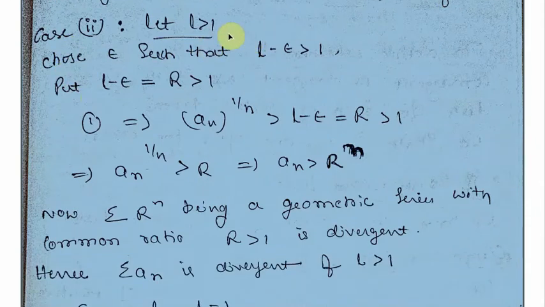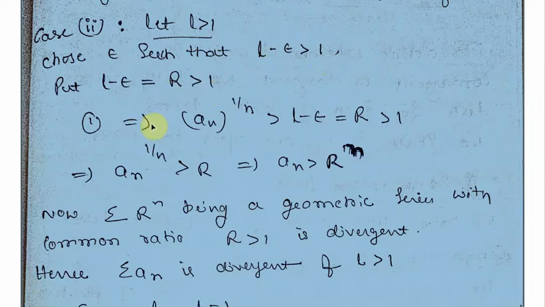When L greater than 1. Choose epsilon such that L minus epsilon is still greater than 1. We have L greater than 1. Now choose epsilon in such a way that L minus epsilon is also greater than 1. Now put L minus epsilon is equal to R. Then R is greater than 1.